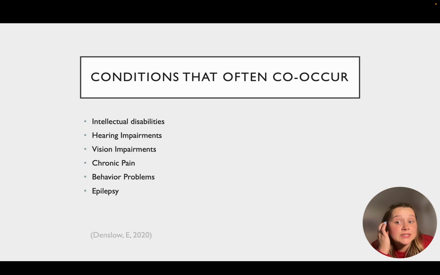Roughly 75% of people with CP experience chronic pain because of the increased muscle tone, the spastic muscles, and the muscle tightness.